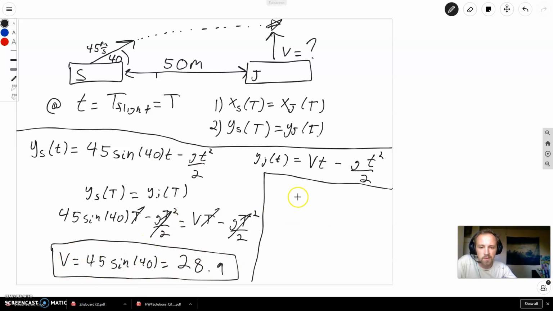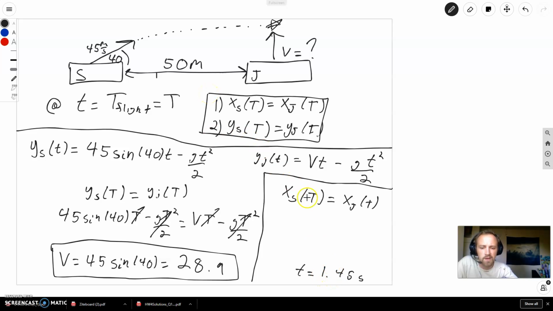So if you want, there is a second check you could do. Force this to happen. Follow through with this equation, and you'll be able to find the time. And I think the time you'll get is 1.45 seconds. And then you can go back and check that these two conditions are met. That at 1.45 seconds, Steve and John are at the same X location, and they're also at the same Y location. Therefore, they'll have no trouble high-fiving. And that'll be our answer.